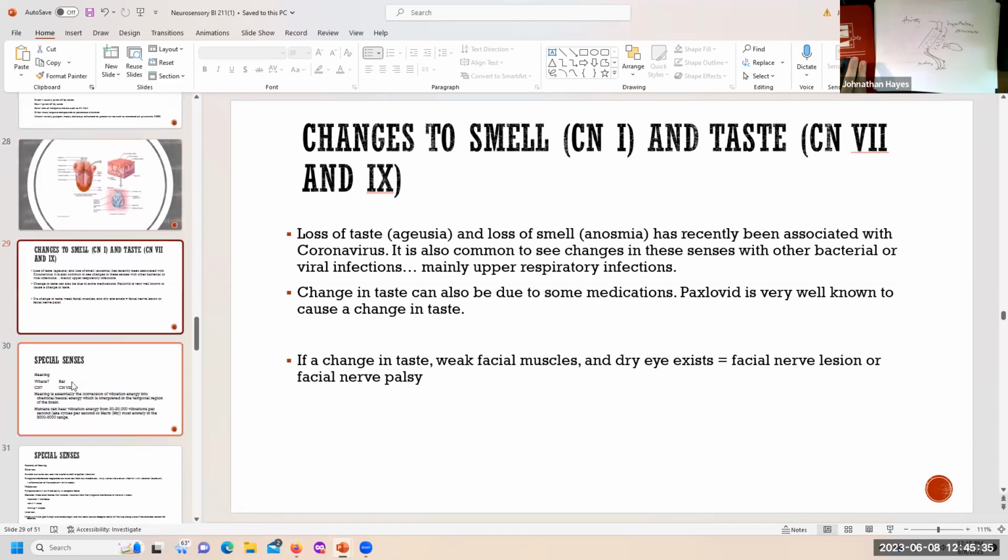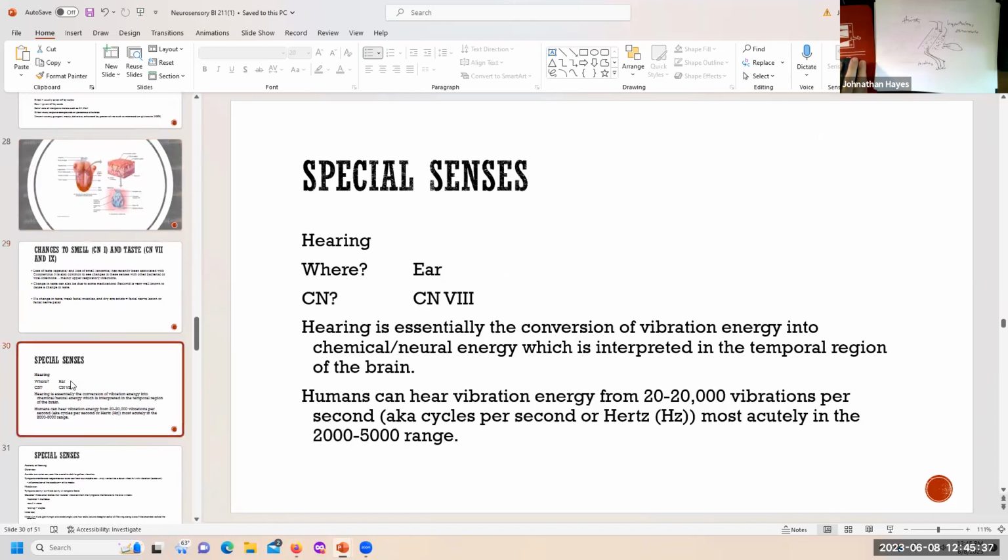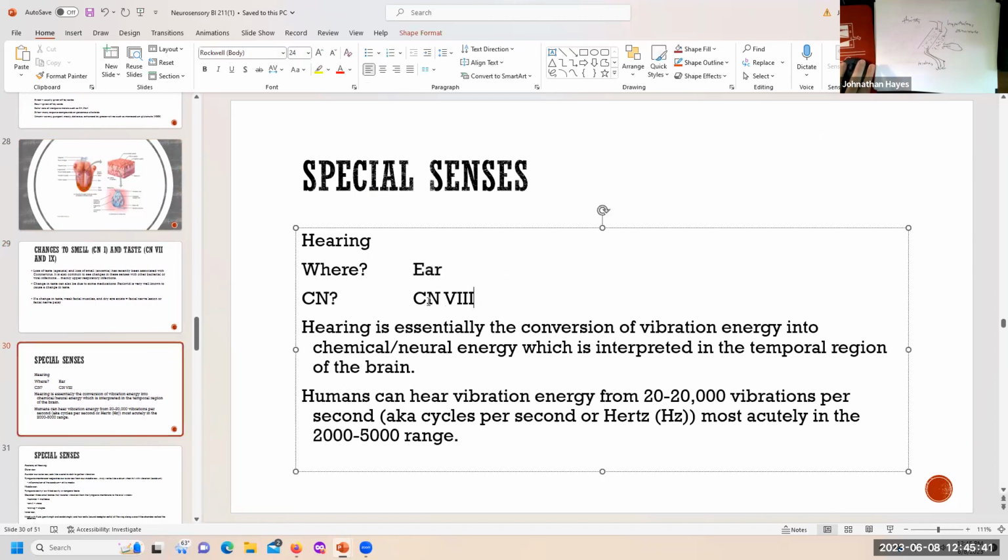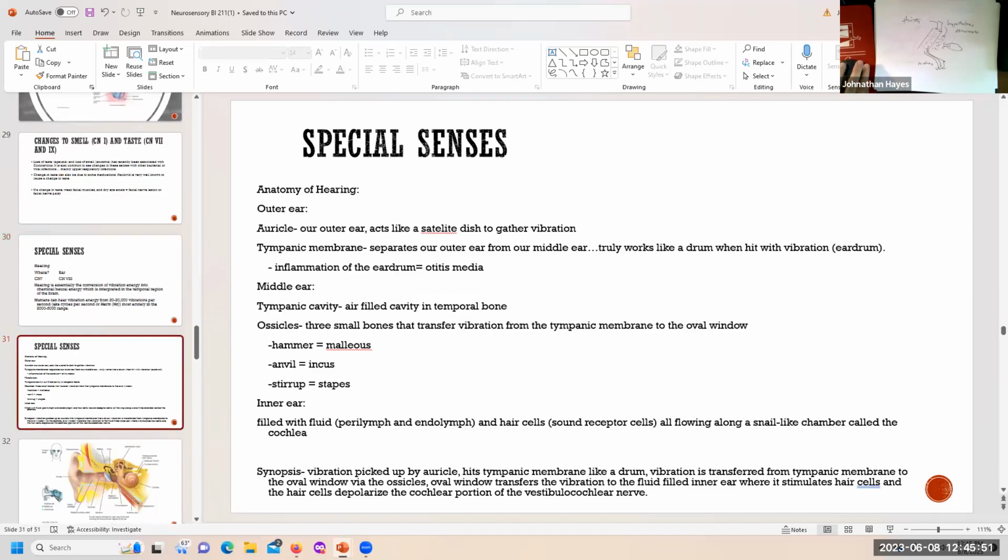But anyhow, so if you know the special sense, you know where it's occurring, you know the cranial nerve that's responsible for it, which type of information it is, then it's pretty easy to predict what would happen if I had damage to that cranial nerve or a lesion on that cranial nerve, right?